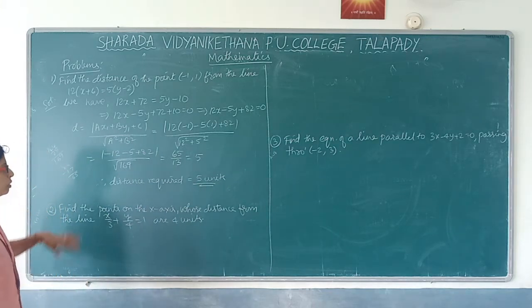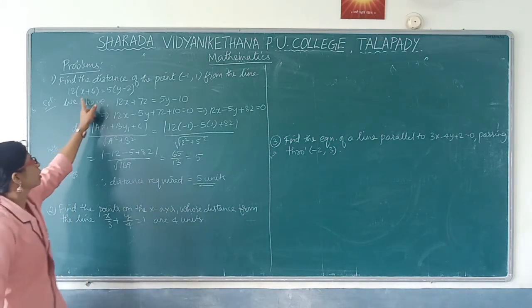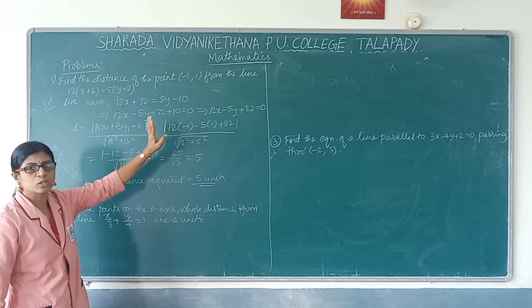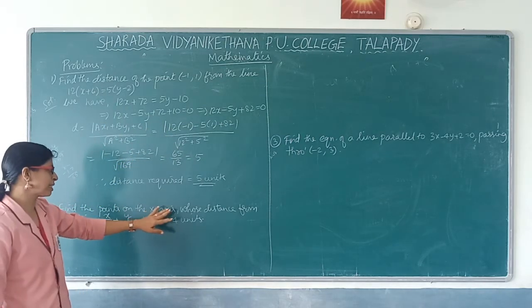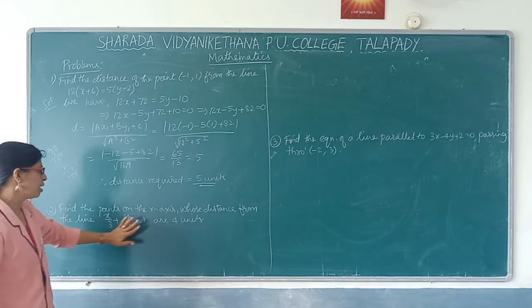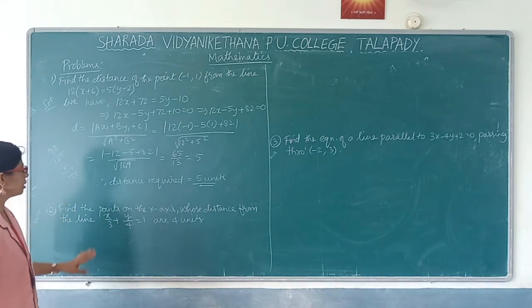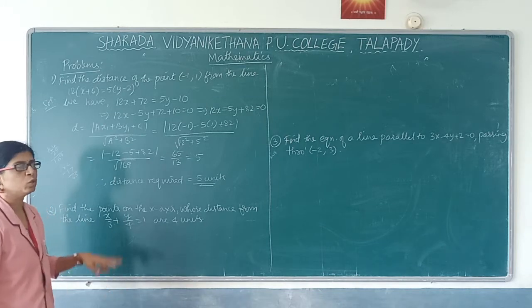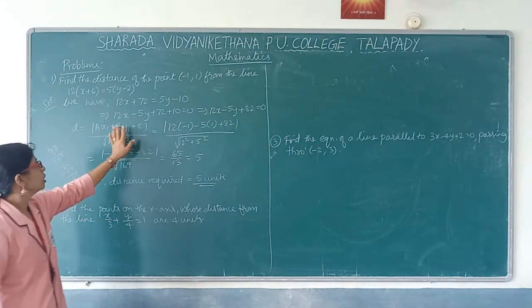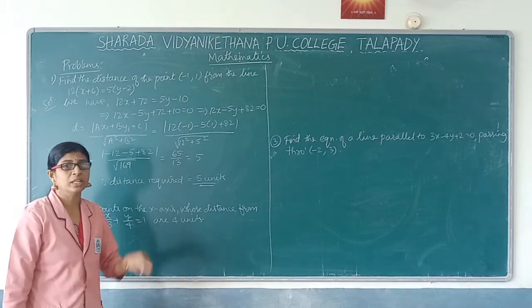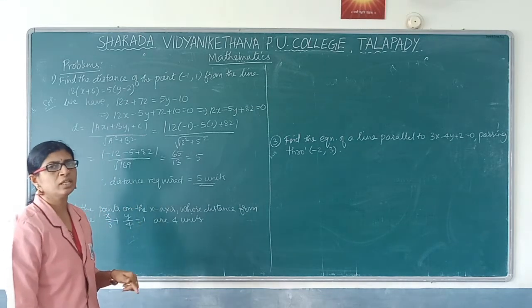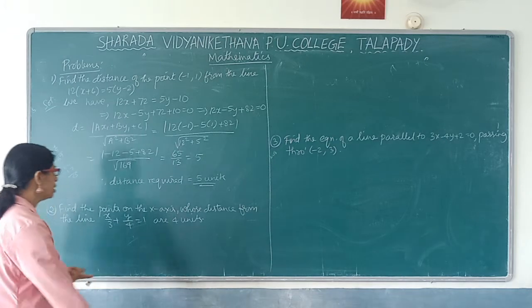Very simple question, directly you can answer. Only thing is you have to convert this to standard form in order to substitute here. Otherwise you can't substitute. Find the points on the x-axis whose distance from the line are 4 units. Here the thing is that distance is already given. You have to find the x1 value. In this x1 should be found. And they have given that the point is on the x-axis. If the point is on the x-axis, its y coordinate will be 0.